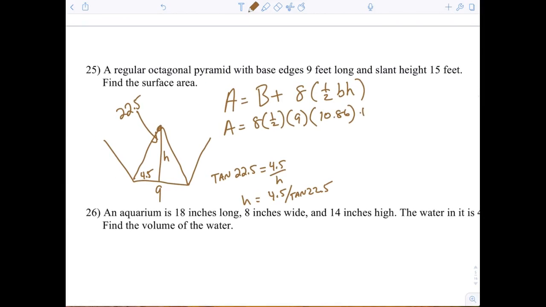Now I have to do the 8 sides, plus 8 times 1/2. The base of the triangle is still what? And the slant height is what? All right, so somebody go through and tell me what that answer is. Somebody says about 540 square feet. Are we okay with that?